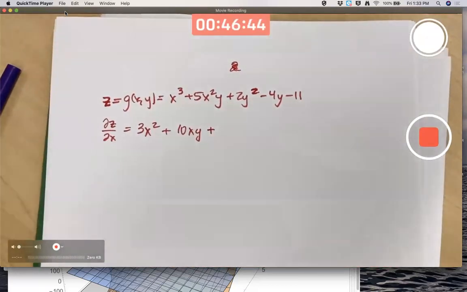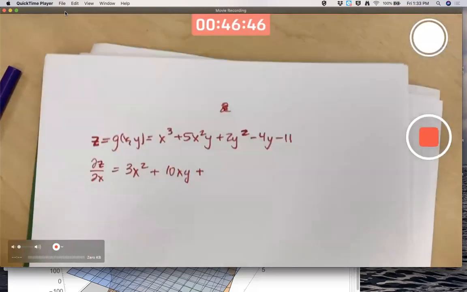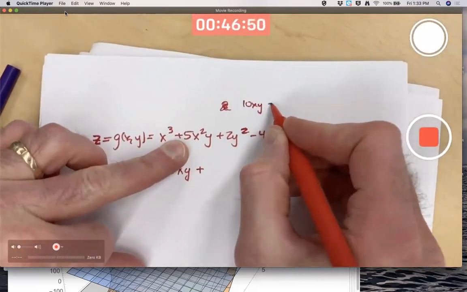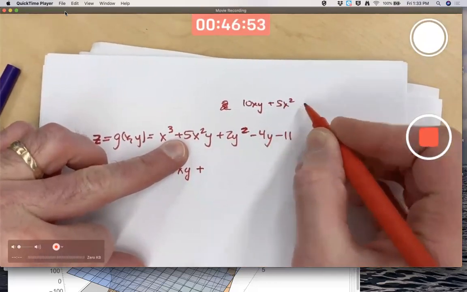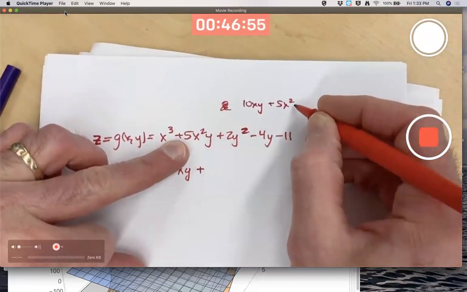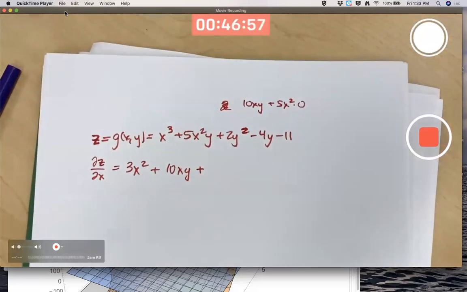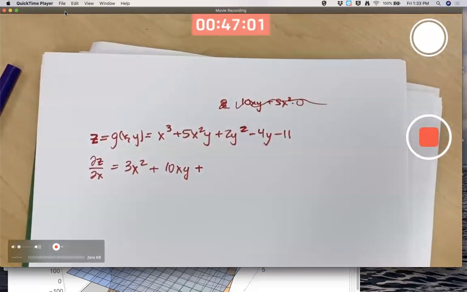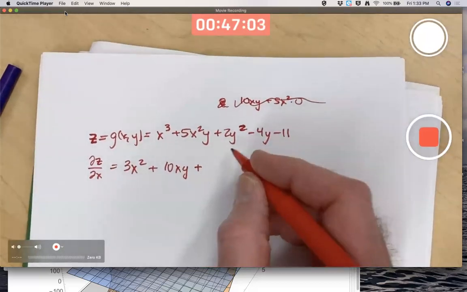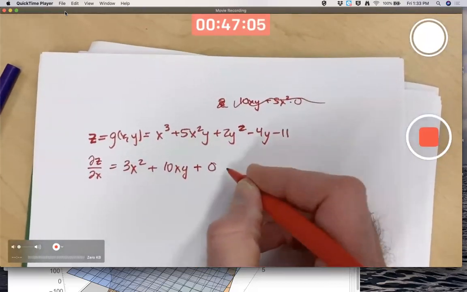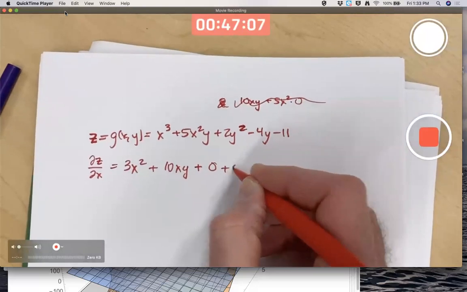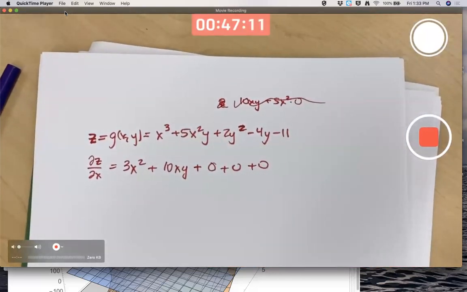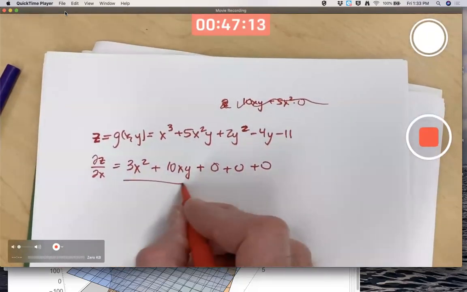You actually could use the product rule and get 10xy plus 5x squared times the derivative of y with respect to x, which would be 0 if y is constant. You could do that, but it's more trouble than it's worth. Hey, that's a constant, 0. There's a constant, 0. There's a constant, 0. The answer is just this.